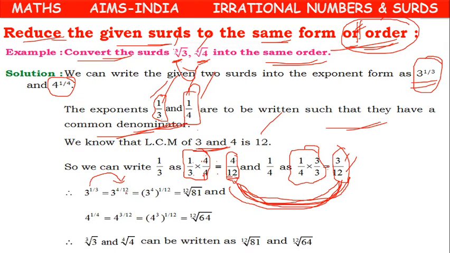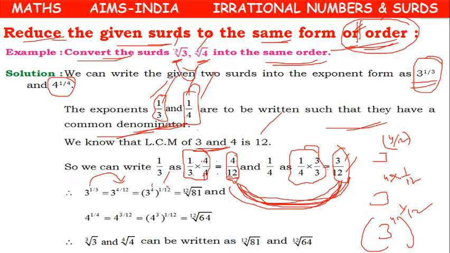So again, 3 to the power of 4 by 12, we have a single power, 4 by 12. We will divide it into two powers. We can write it as a product of 4 into 1 by 12. So at that time, we can expand it as 3 power 4 whole power 1 by 12. Like this we can write.